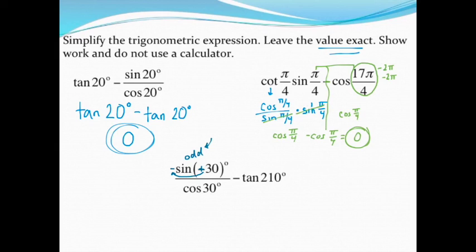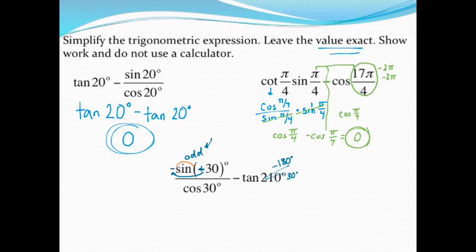For the tangent function, again using periodic properties, I recall that tangent repeats every 180 degrees. So I can subtract 180 from that angle, which would leave me with just 30 degrees there. So I've gone ahead and I've made all the angles the same thing. 210 minus 180 is 30. So let's see what I can do now using identities to simplify this even further.